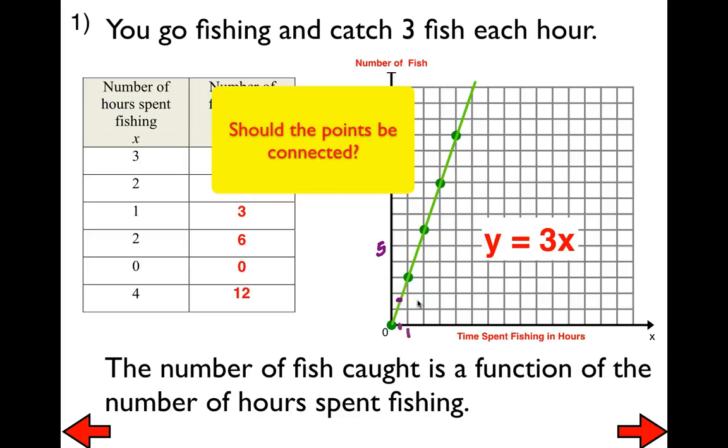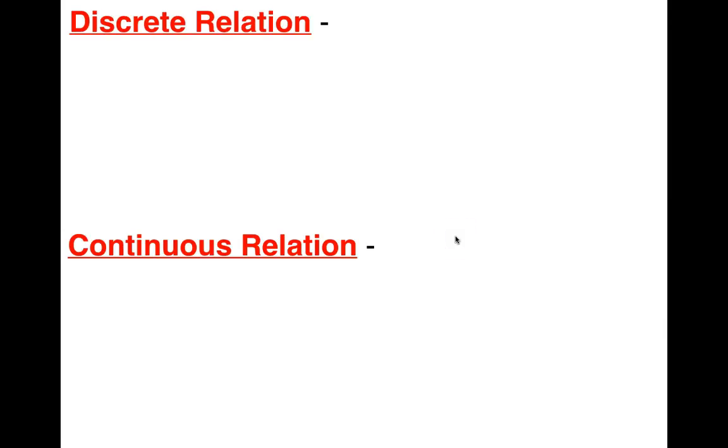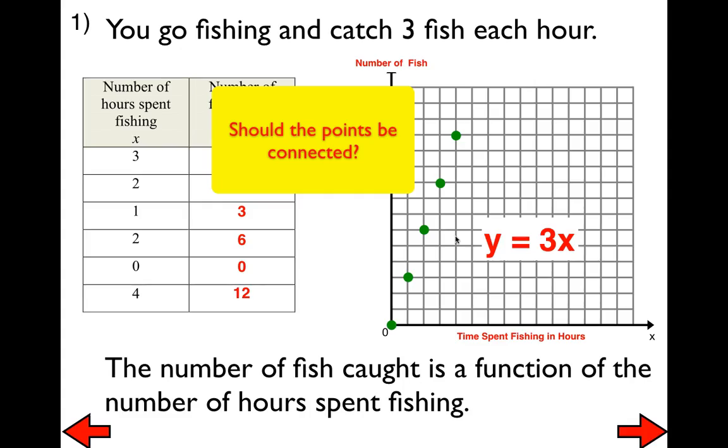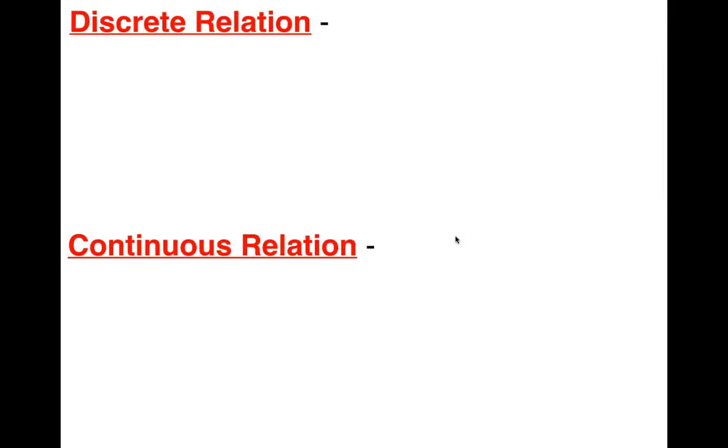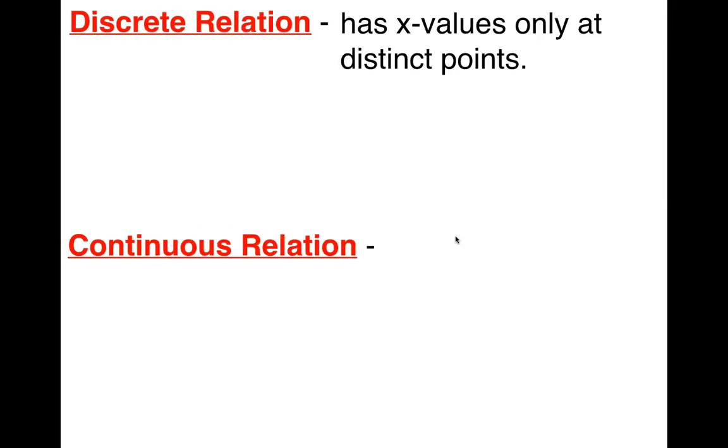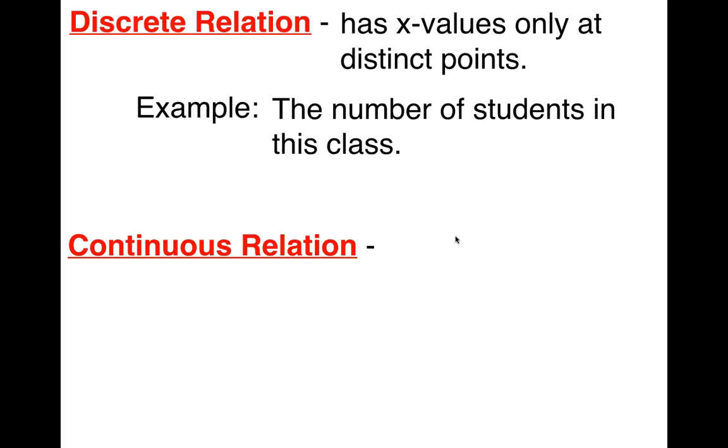Now, let's think for a second. Can I catch 1.5 fish? The answer is no, right? At least I hope. I don't want to catch that kind of fish. But I would say no, okay? So let's talk about some vocabulary words. Discrete relations is basically when the x value is only at distinct points, okay? So for example, the number of students in this class. We can't have half a student.